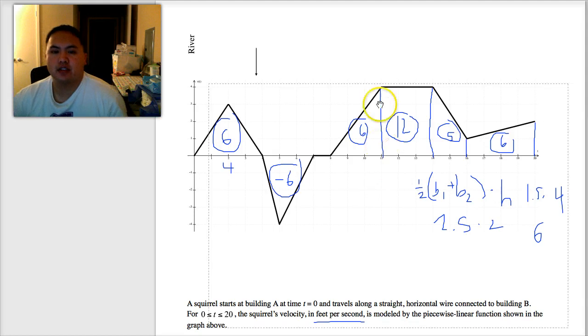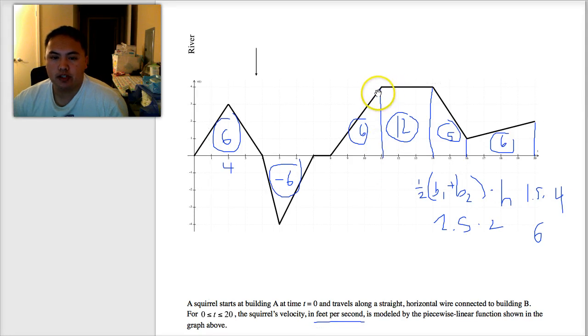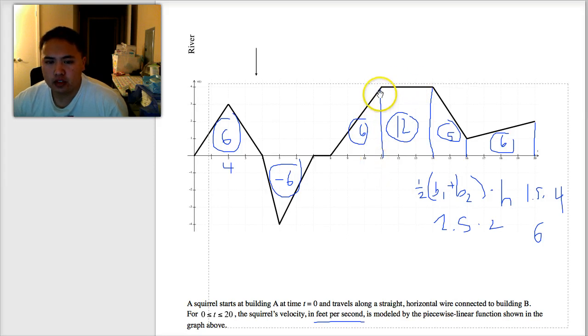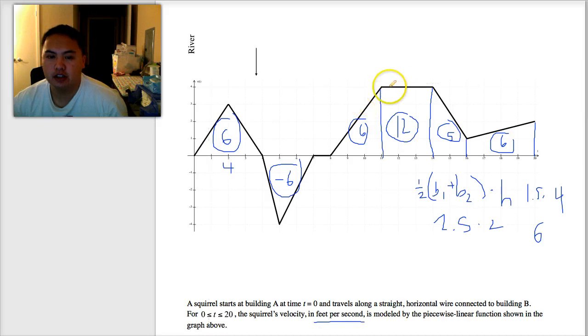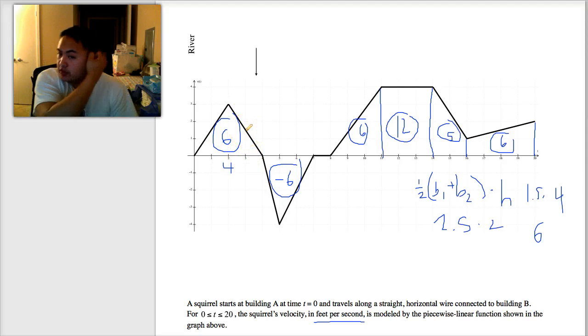Look at 11 seconds. You see at 11 seconds I have that corner? It might have been a while since we've learned this, it's been months, but do you remember when you have a corner, you cannot take the derivative? So at 11, you'll say the acceleration does not exist because the derivative does not exist at 11 seconds. Okay. What about at 3? How do I find the derivative at 3?